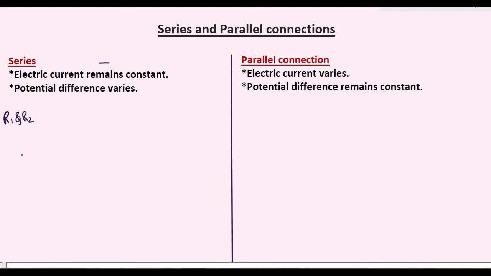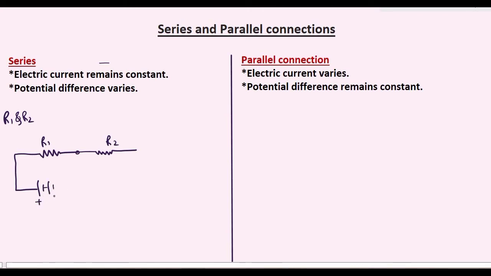Let us take R1 and R2 to be two resistors. I am taking the R1 resistor and connecting one end of R1 with one end of the resistor R2, and this is R2. The other end of the resistor R1 is connected to one end of the battery.